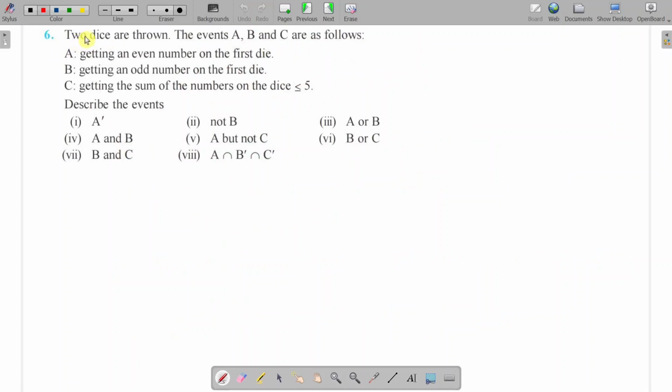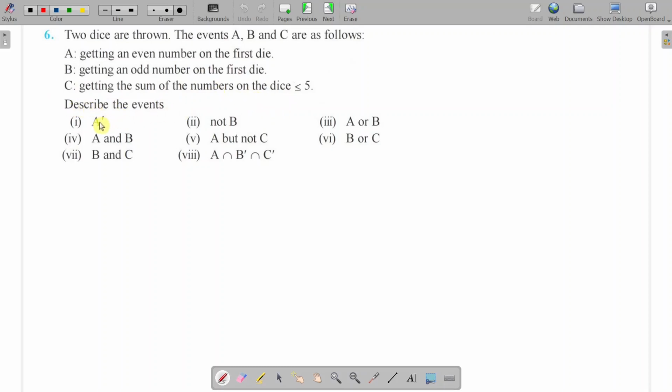Now the problem 6 is what? 2 dice are thrown. The events A, B and C are as follows. A is getting an even number on the first die, B is getting an odd number on the first die, C is getting the sum of the numbers on the dice less than or equal to 5.